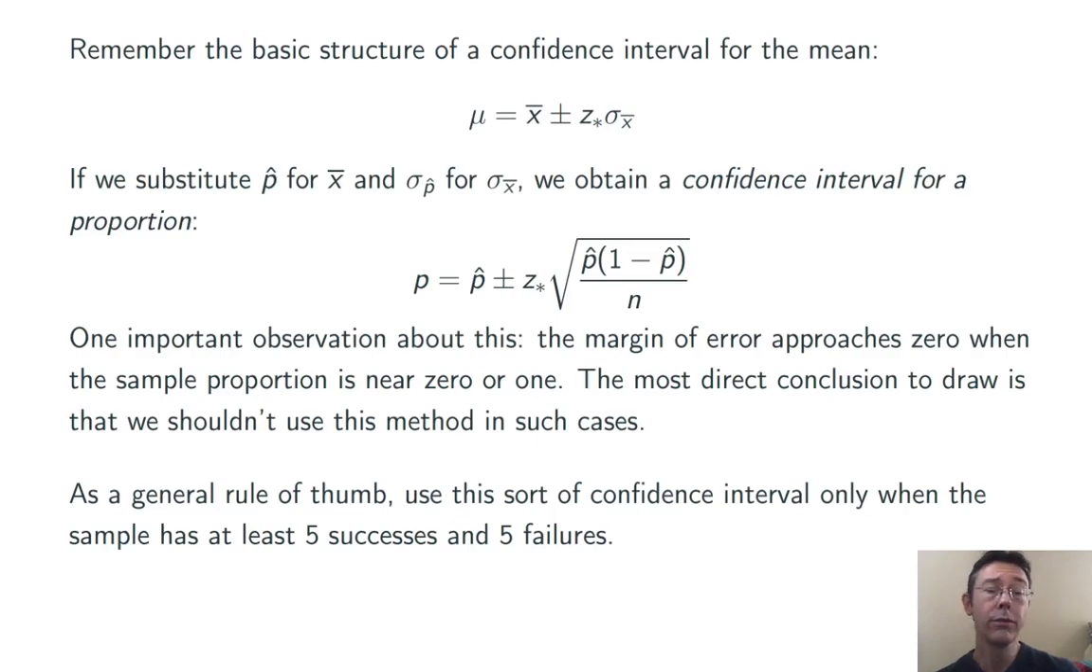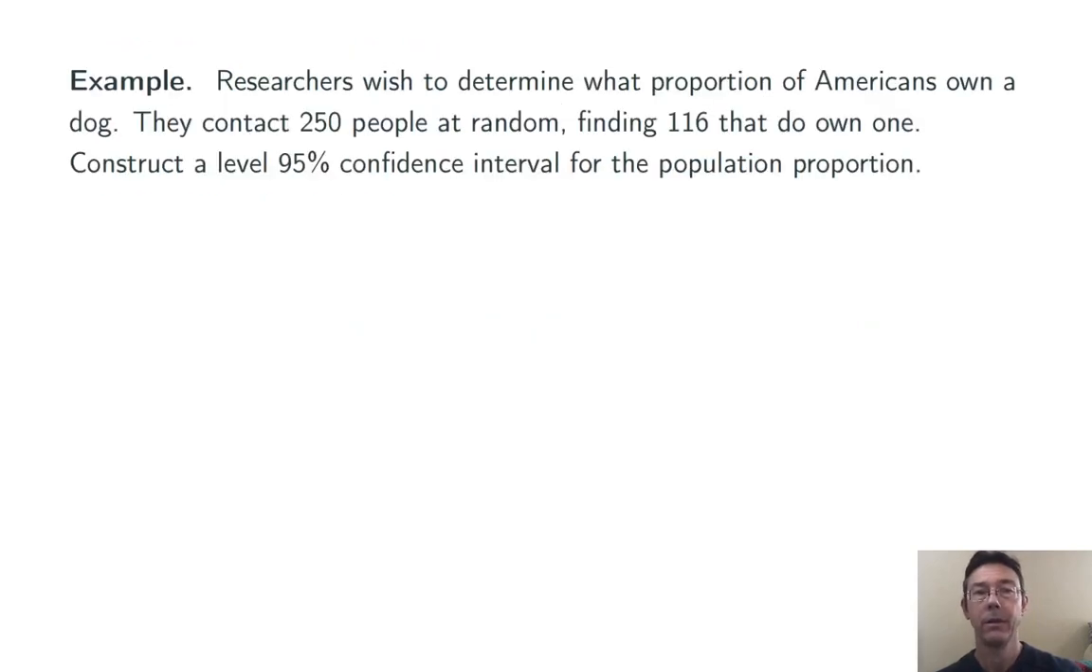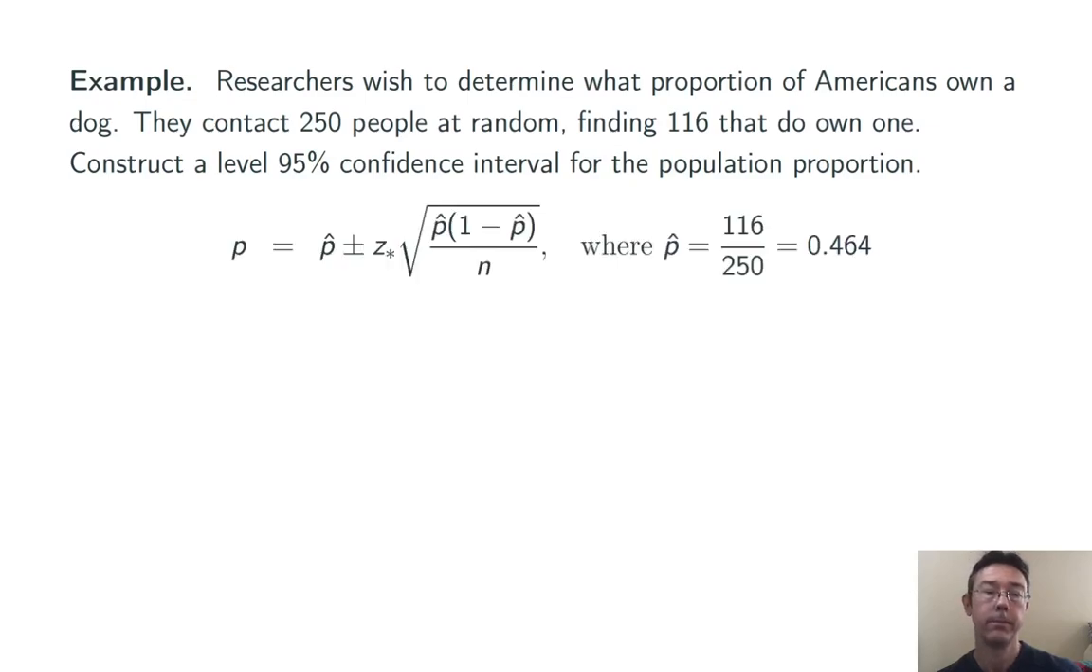As a general rule of thumb, you should only use this sort of confidence interval when you have a sample that has at least 5 successes and 5 failures. Here's an example. Researchers wish to determine what proportions of Americans own a dog. They contact 250 people at random, finding 116 that do own a dog. Construct a level 95% confidence interval for the population proportion.